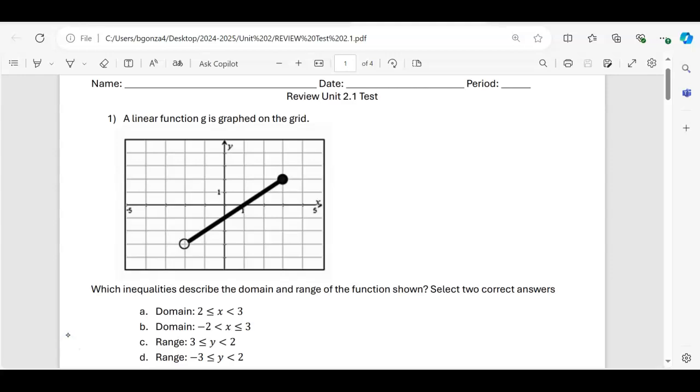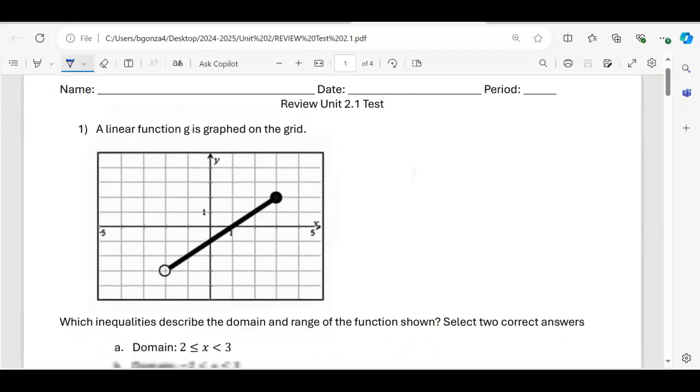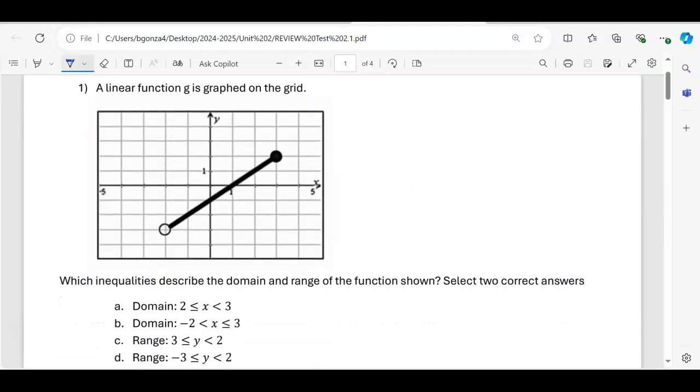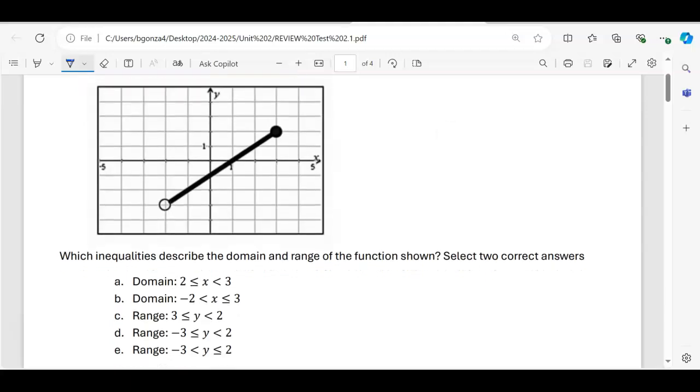All right, here's the review for the Unit 2 test. All right, this is a linear function. G is graphed on the grid. We want to find out which inequalities, plural, describe the domain and range of the function. Select two correct answers. So think domain, okay?